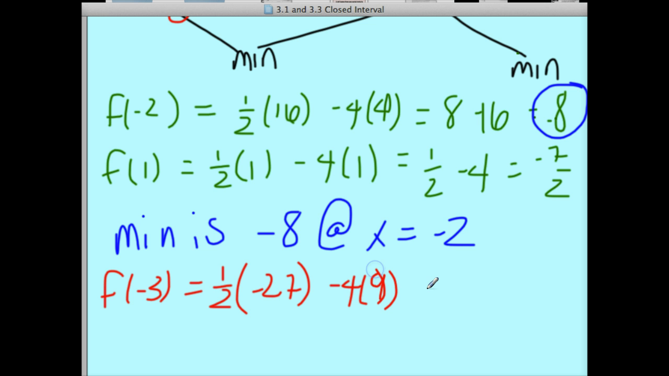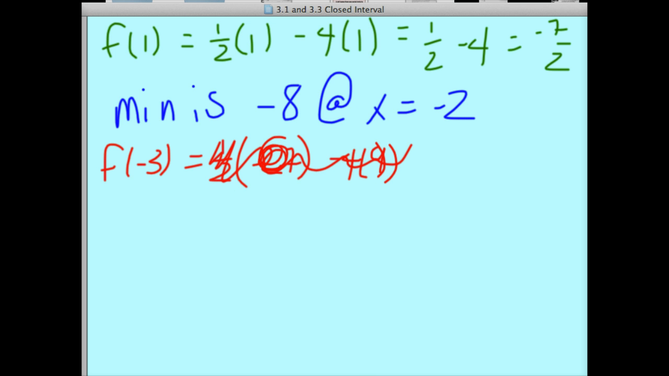I'm sorry, negative 3. I apologize. This was to the fourth. So instead of negative 27, this should actually be positive 81. So let's scratch this out and do this over.